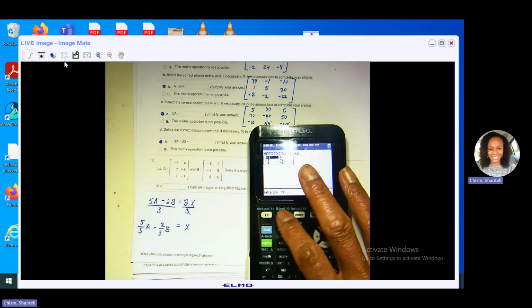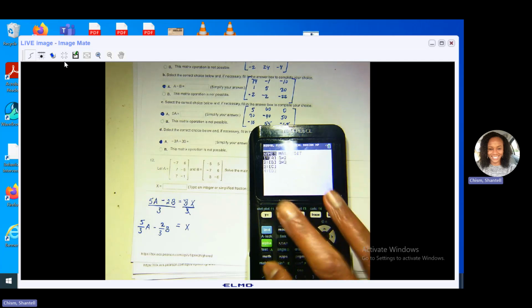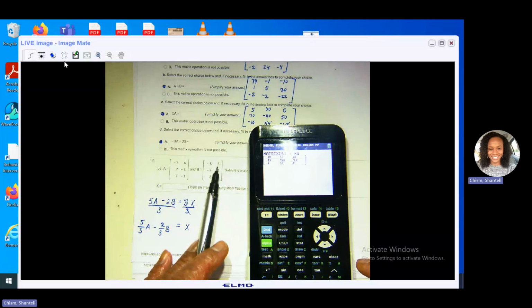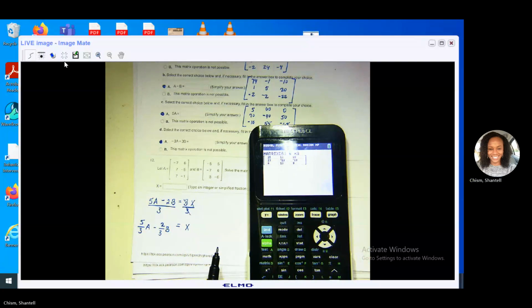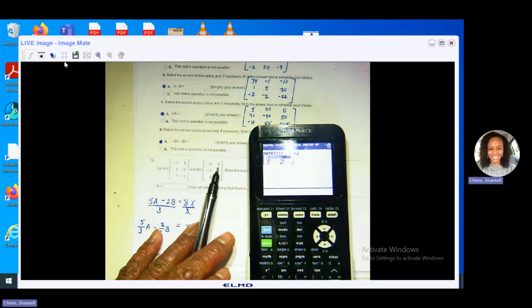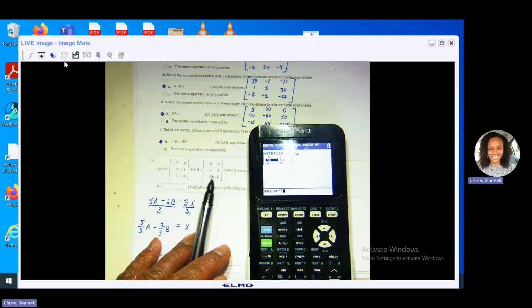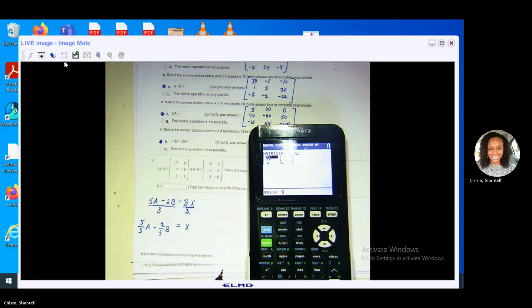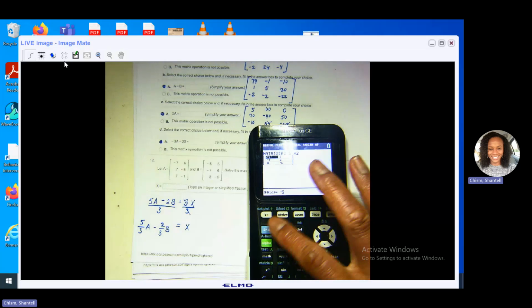Now I'm going to get out of that. And I'm going to press second matrix again and edit B. So I went over to edit and I'm going down to B. This is a 3 by 2 also. So -5, 5, -7, 6, 8, -6. Okay, all right, we're going to get out of that now.